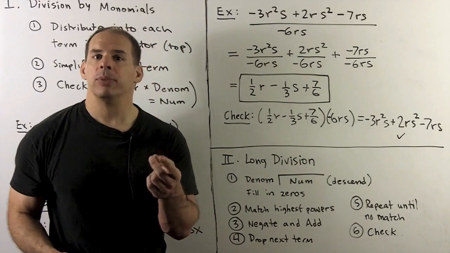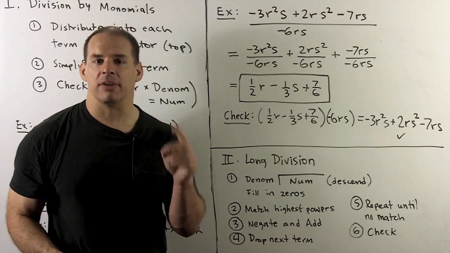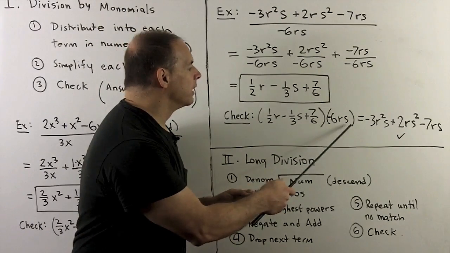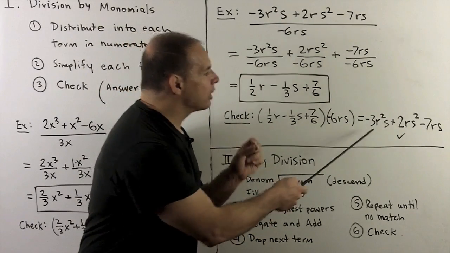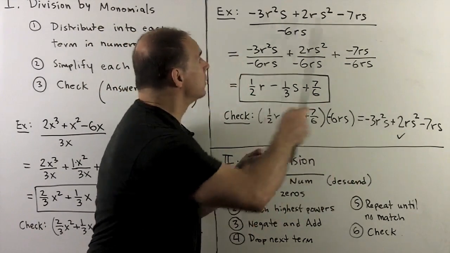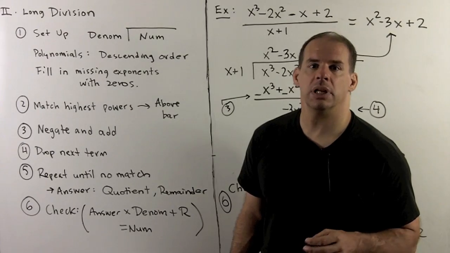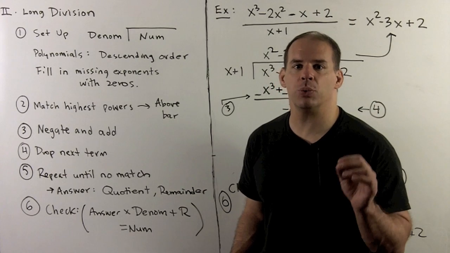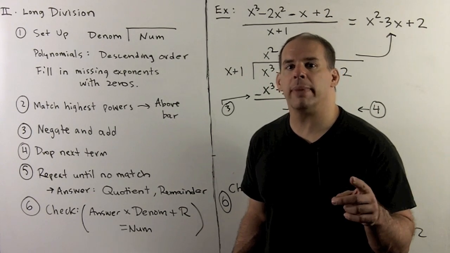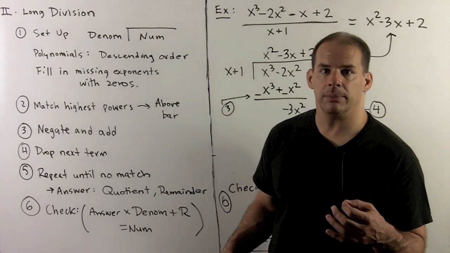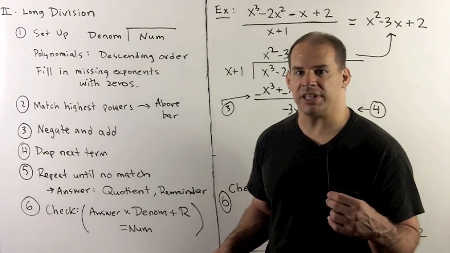To check my work, we multiply by the denominator, so I have a minus 6rs. We see when we distribute, out comes our numerator. So that checks our work. Next stage, long division without remainder. So no remainder means we're dividing evenly. We have a checklist again.